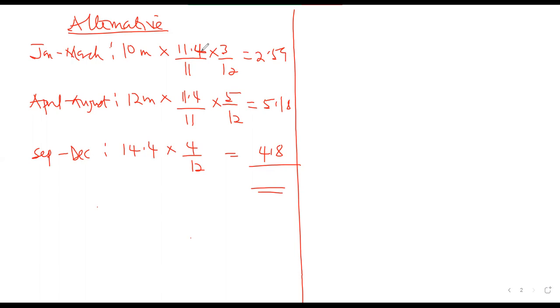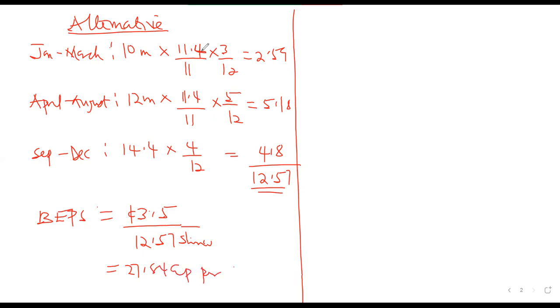20 plus 4.6, 12.57. Okay, so you just adopt the one that you like. So our basic earnings per share now will just be the profit that they have, which is 3.5 million divided by the 12.57 million shares. So you just calculate your answer and do it in the highest denomination of the currency. 3.5 divided by 12.57 times 100 is 27.84. 27.84 GP per share. Okay.